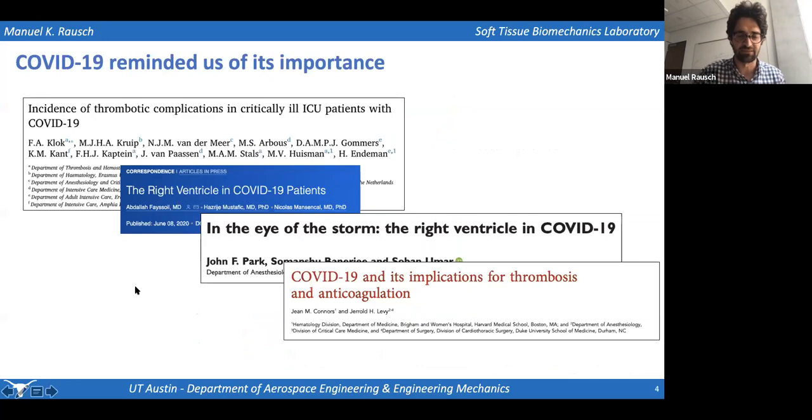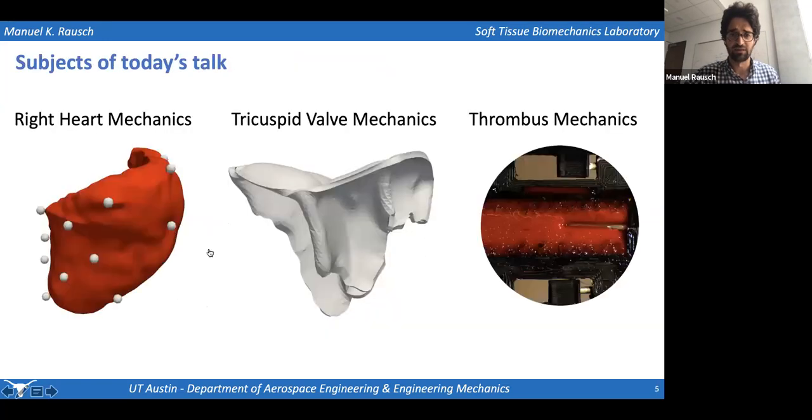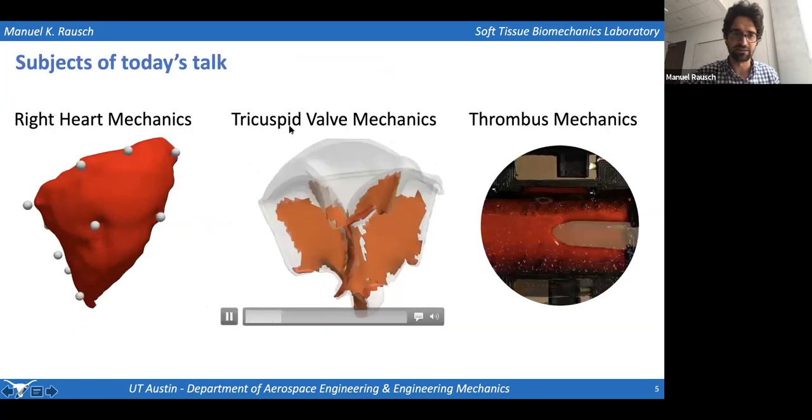Recent developments within this COVID-19 epidemic have really highlighted the importance once again of the right side. For reasons that are not entirely understood at this point, the right side seems to be disproportionately affected by COVID-19, including the right ventricle, as well as venous thromboembolism. And I think it's just a good reminder for us to make the forgotten side unforgotten.